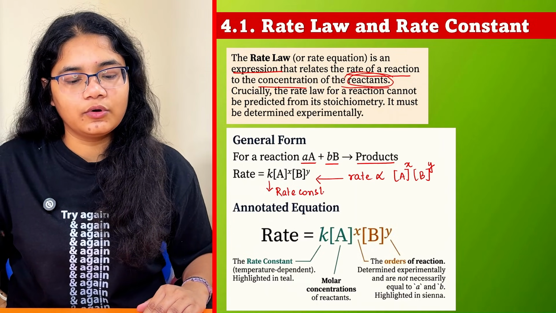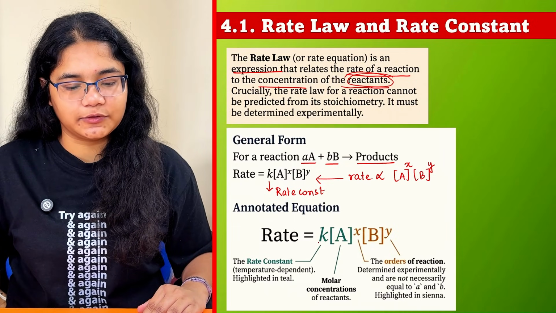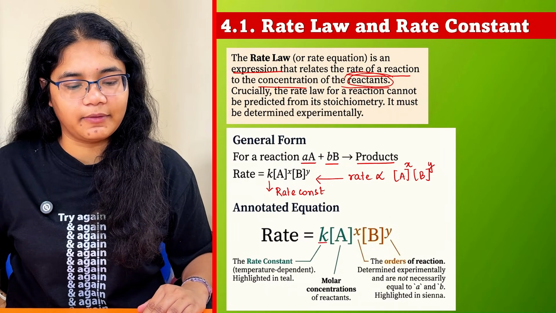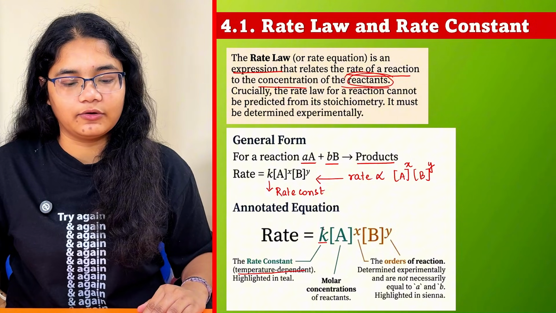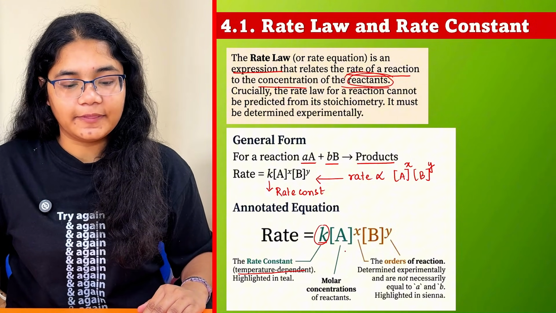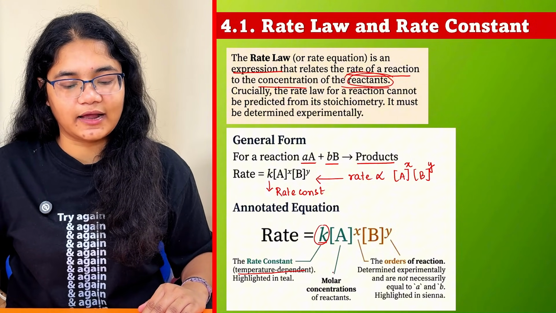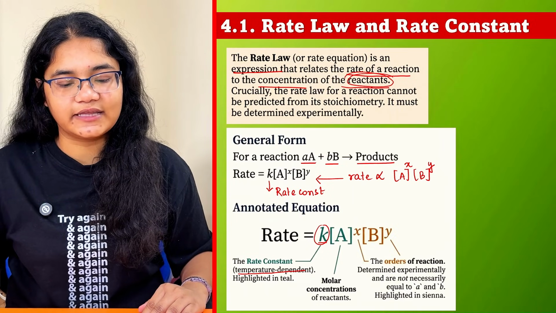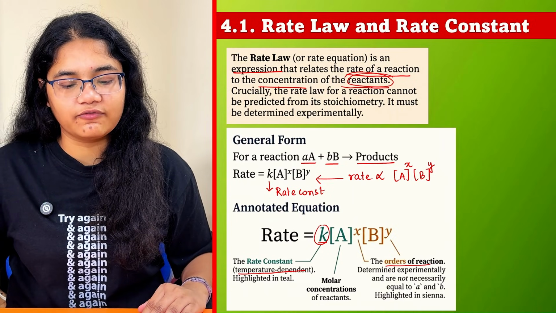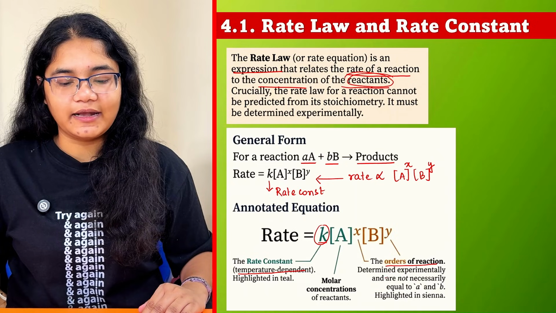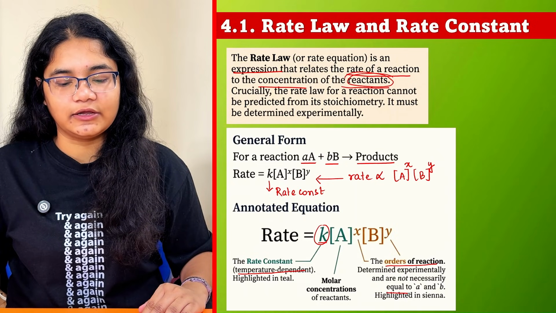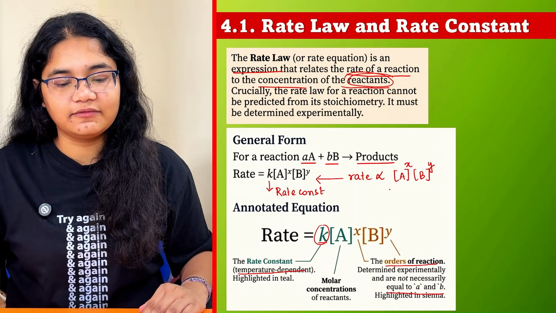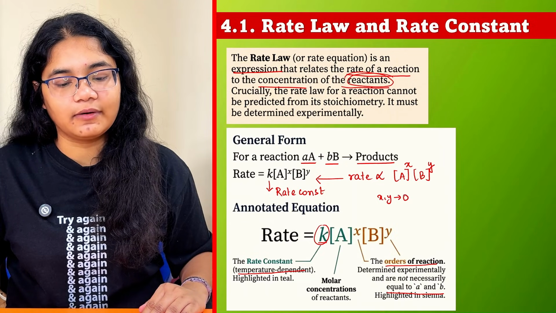Okay, so now we'll understand all the parts of this equation. K is your rate constant, and remember it is temperature dependent. Okay, K is temperature dependent. Then A is the molar concentration of the reactants. What is this X and Y? This X and Y represents the order of the reaction, determined experimentally and not necessarily equal to a and b. So X and Y are nothing but order.